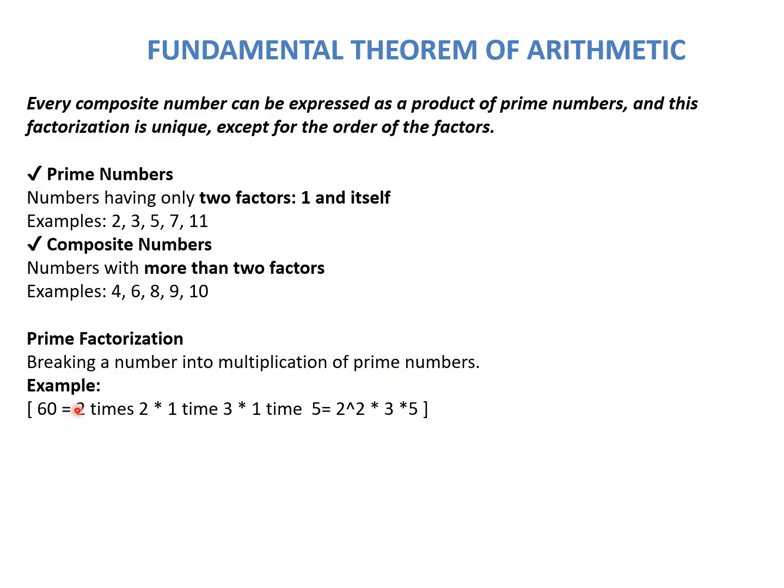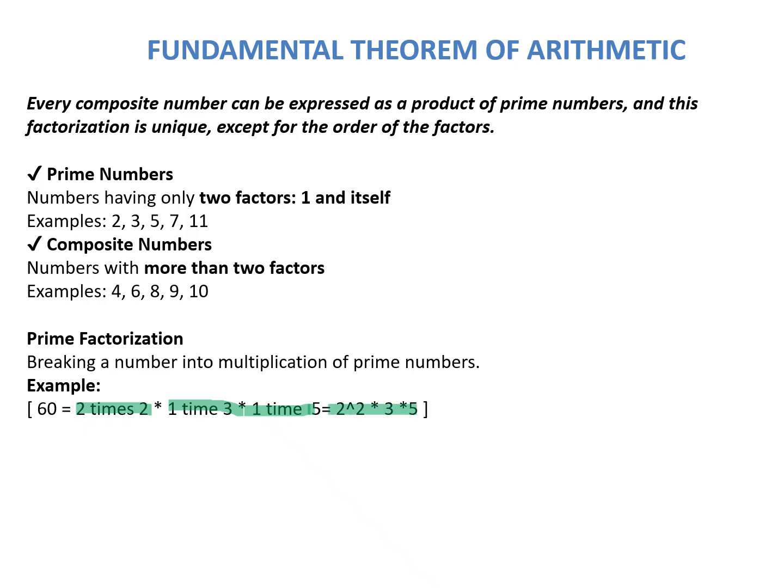For example, if we look at 60 as one of the numbers, which is a composite number, we create the factors for that particular number. 2 times 2 is 4, 4 times 3 is 12, and then 12 multiplied by 5 is 60. So 60 can be represented as a product of prime numbers, which is 2 into 2 into 3 into 5.